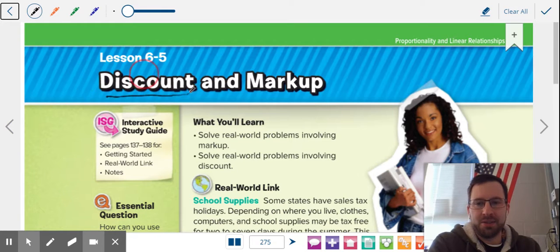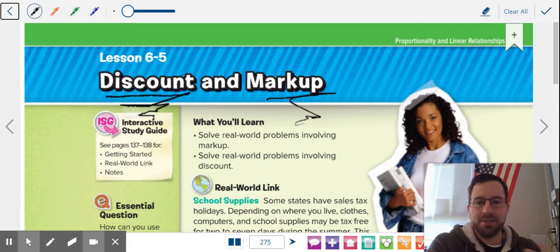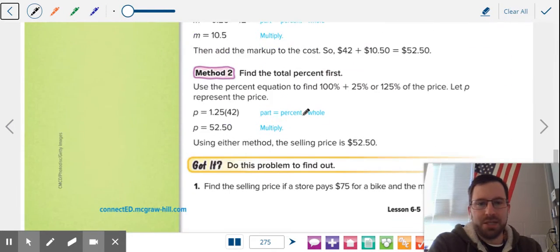You probably see discounts all the time. This is when you take a percent off of an item. And markup is the opposite. You're going to take a percent and add it to an item. Markup occurs when an item costs a certain amount to make, and you add a percent to sell it, so that your company can make money. If you don't have markups, you don't have business. So we need markups to allow for businesses to occur, which is a good thing. So let's jump into it.